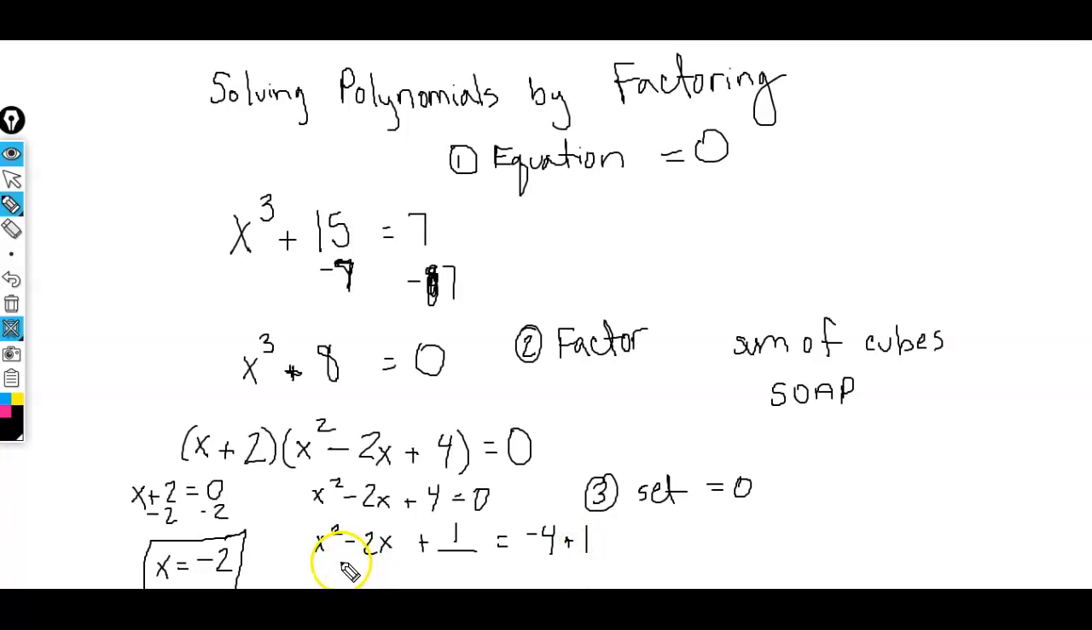And then this is going to be x minus 1 squared is equal to -3. And when we take the square root of that, I get x minus 1 equals plus or minus i times the square root of 3. And then I can just add 1 to both sides. So I get x is equal to 1 plus or minus i times the square root of 3. That's 2 roots. Remember, it's the plus or minus.